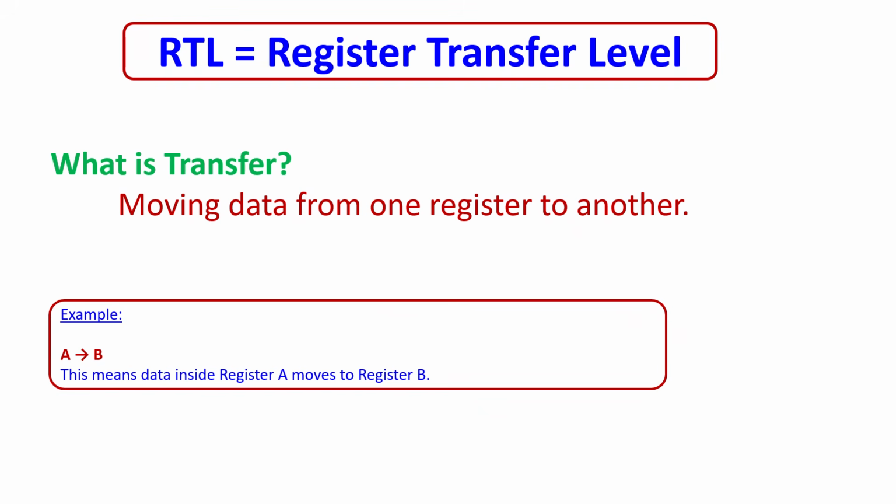Next we are going to see transfer. Transfer is moving the data from one register to another. Look at here. Keep A and B as two registers. Moving the data from the register A to register B. For example, let us take two boxes. Moving the things in the box 1 to the box 2. That is transfer.